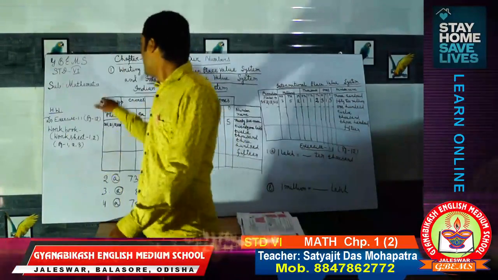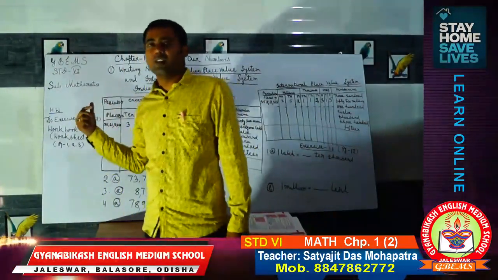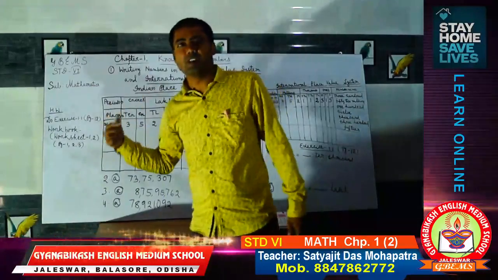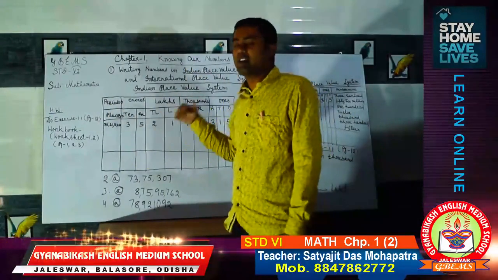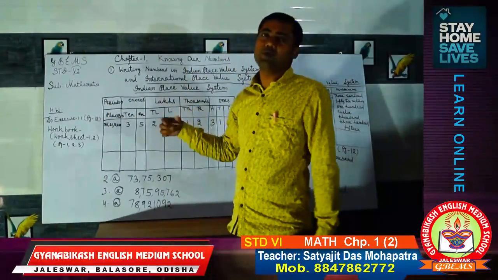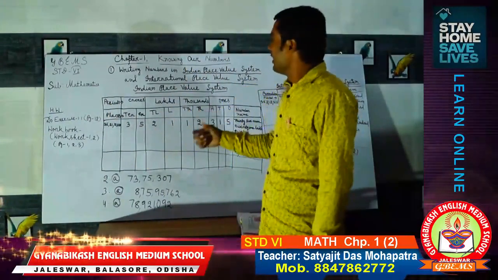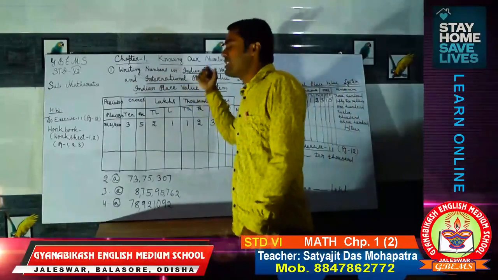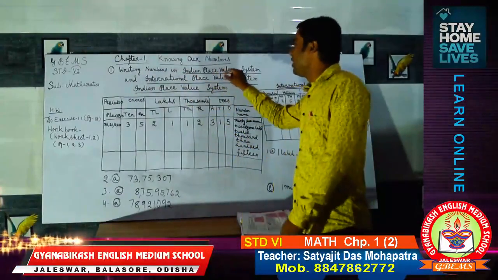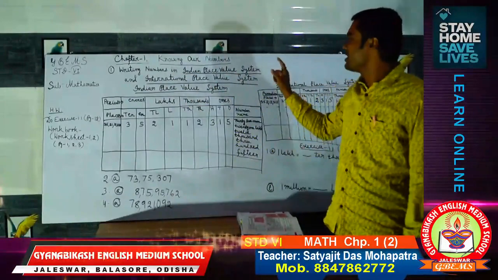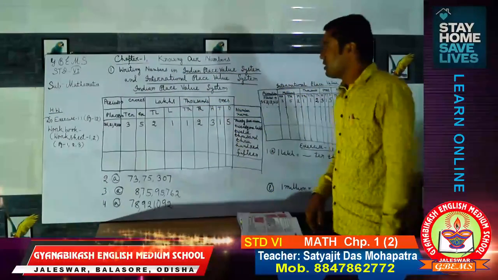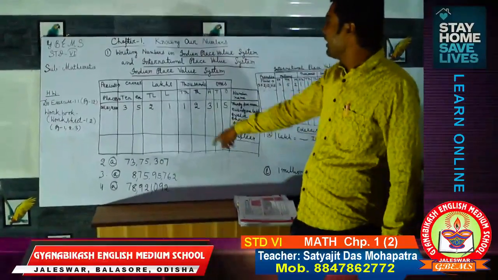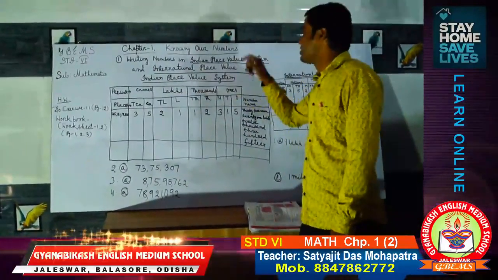In the previous class we discussed whole numbers, counting numbers, comparing of numbers, ascending order, descending order, and how to find the place value. Today we'll discuss how to write numbers in the Indian place value system and in the international place value system. First we will discuss the Indian place value system.